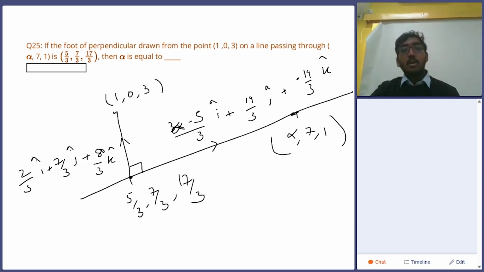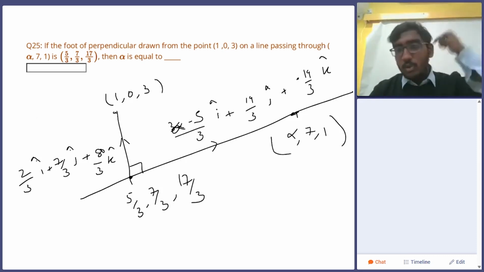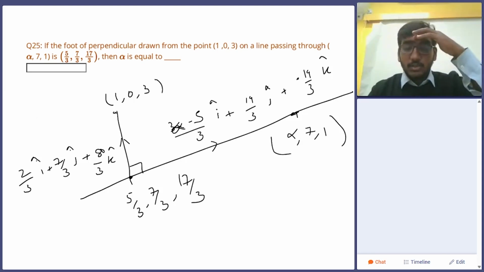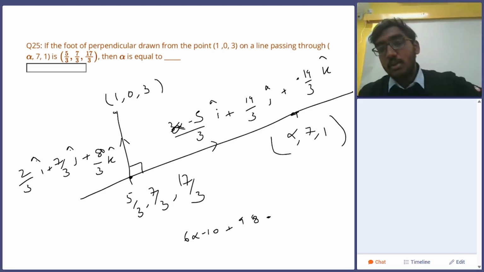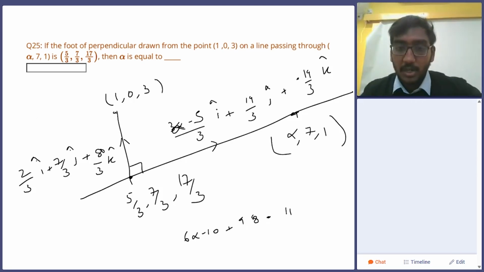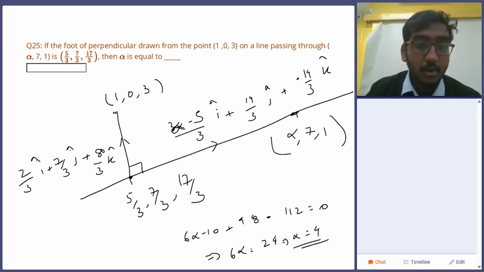When you take the dot product, obviously you should get 0 because they are perpendicular. So you ignore the denominator, because the RHS is 0. Just multiply the numerators of all these: 6 alpha minus 10, plus 98, minus 14 into 8, that is 112, equals 0. That means 122 minus 98 is the value of 6 alpha, that is 24 is 6 alpha. So what will be the alpha value? It will be 4. 4 is the answer. Alpha equals 4.